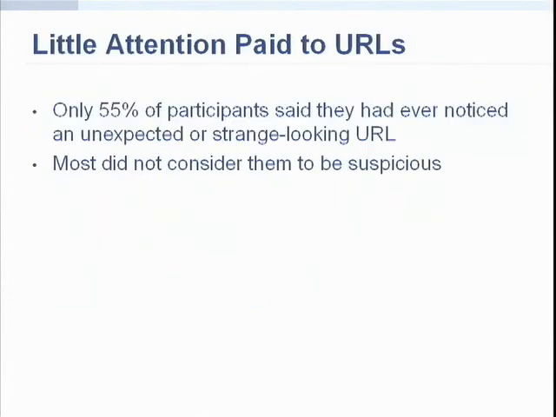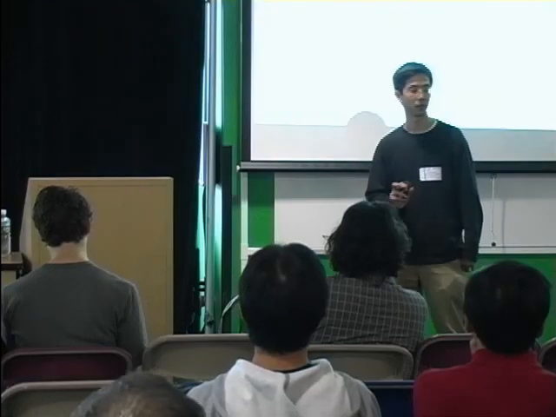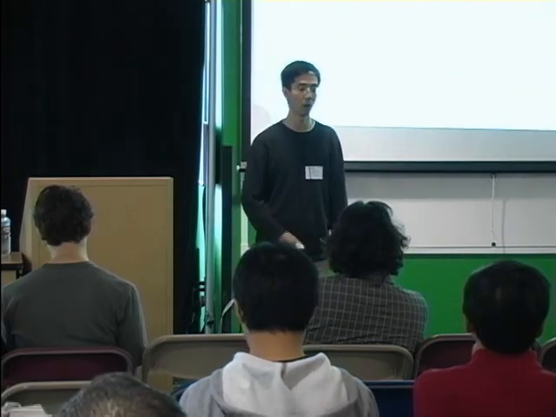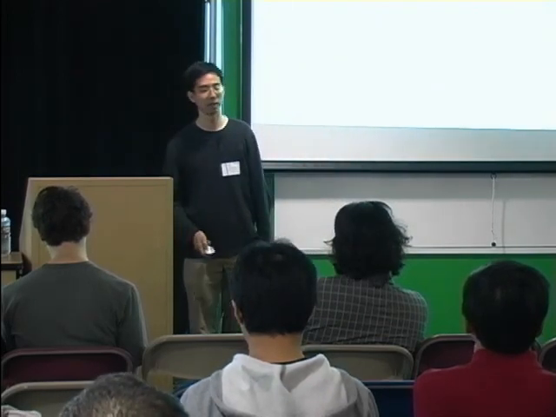People also paid little attention to the URLs. Only 55% of the people said that they had ever noticed something strange with respect to URLs, and most of them did not consider them to be suspicious at all. Okay, so this is actually a very important thing too, because the URL is one of the few things that you can use to identify or potentially identify phishing websites. This is probably one of the most obvious signs that it's a phishing website, and if most people aren't recognizing it as a signal, then this is probably pretty bad.